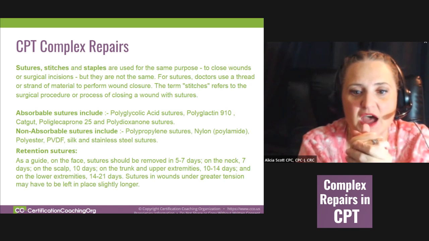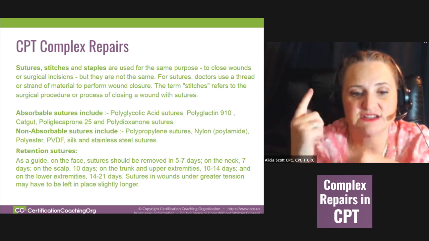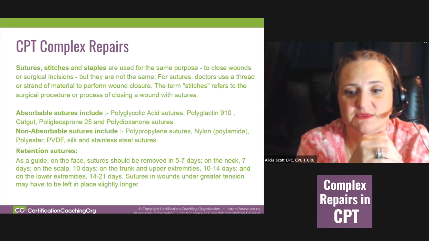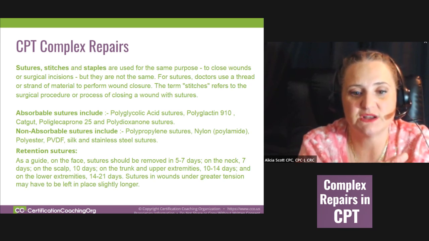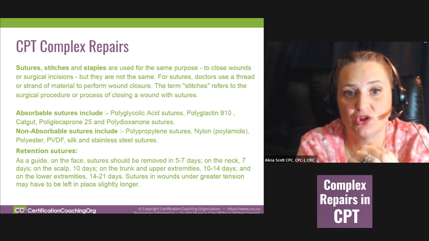Let's say that. You can do on the neck, 7 days. On the scalp, it stays 10 days. On the trunk and upper extremities, 10 to 14 days. And on lower extremities, 14 to 21 days. And then sutures under greater tension may have to be left in place longer.